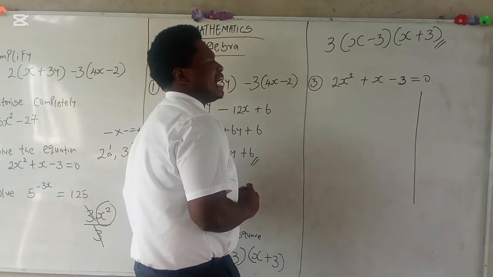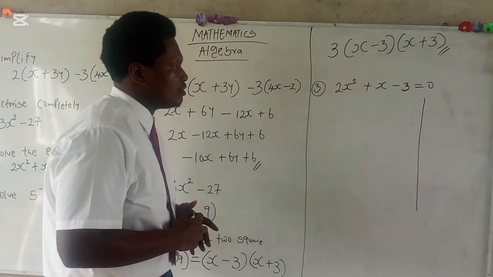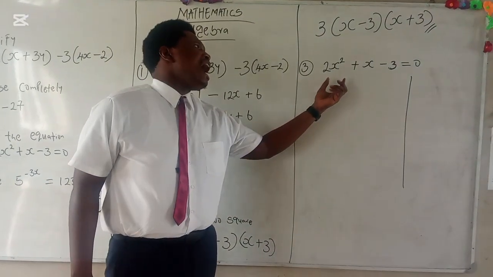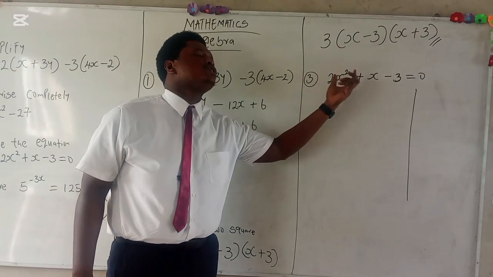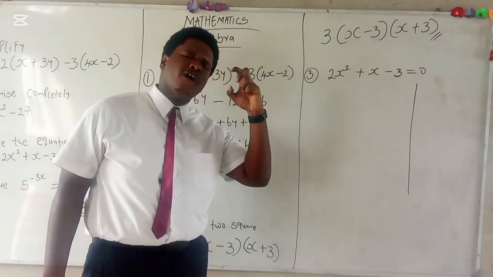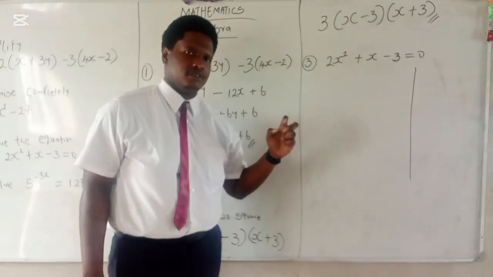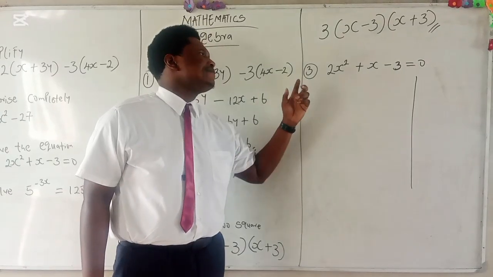We are going to multiply the first term and the last term. Now, what is our first term? Our first term here is 2x squared. But our focus is on the number.